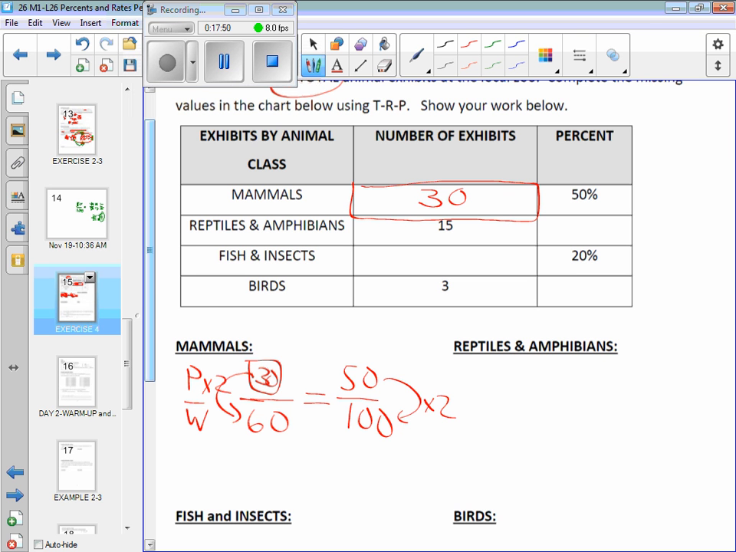Okay? What's good about this is that your whole will never change. You can have a whole of 60 for every one. But as you get to each one of these, they're going to ask for different things. They're going to keep going back and forth between finding the part and finding the percentage.